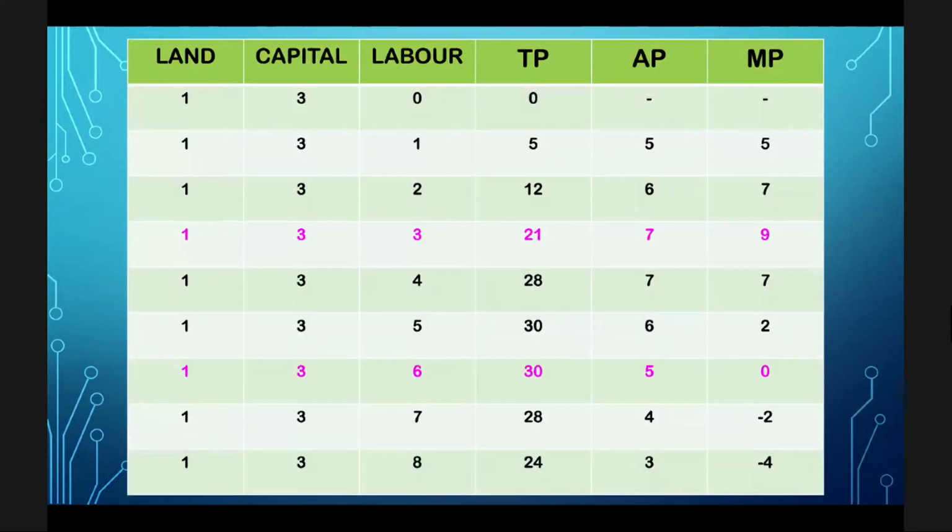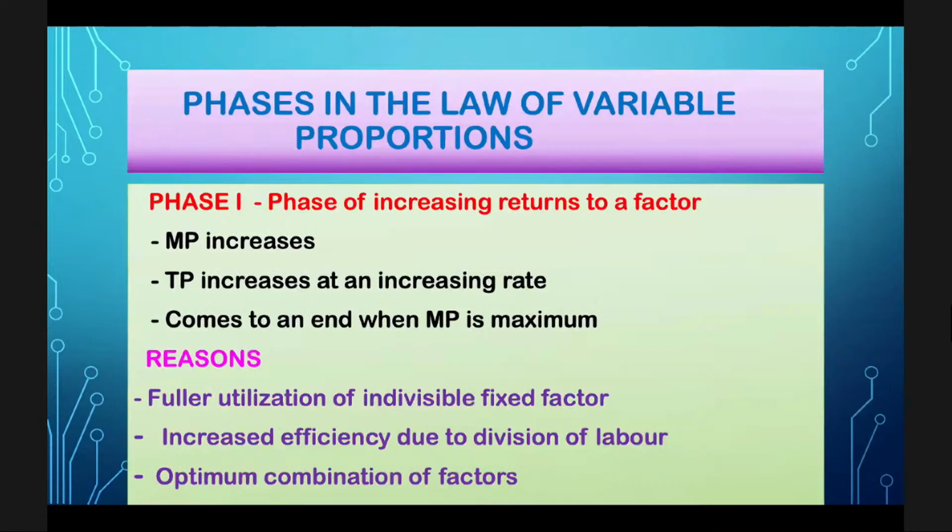Let's go back to this. In this phase, as we go on employing more and more of variable factor on a given set of fixed factors, MP increases, so TP increases at an increasing rate, and this comes to an end when MP is maximum. So this is the end of the first stage. That's why I put it in pink so that it's visible. This is the end of the first stage.